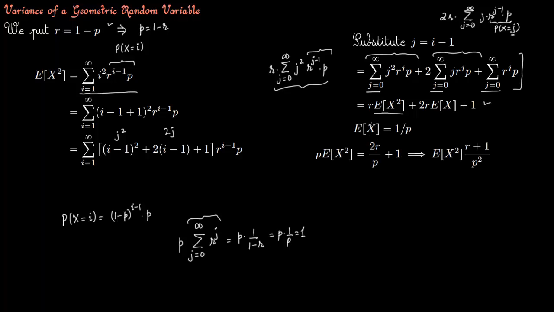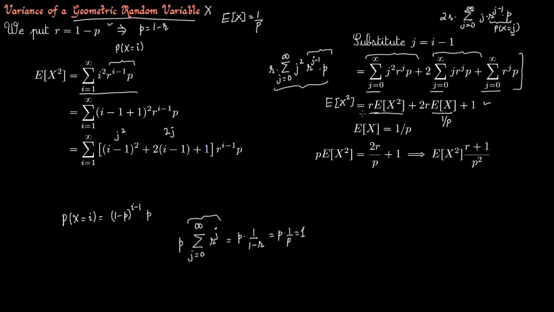Now expectation of the random variable X is 1 by p. For a geometric random variable, this we have computed before. So for a geometric random variable X, expectation of X is 1 by p. You plug this 1 by p here, and what you finally get is expectation of X squared is equal to r times expectation of X squared plus 2r times expectation of X plus 1.